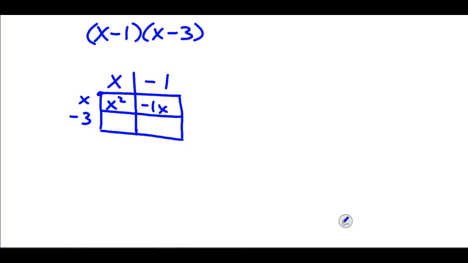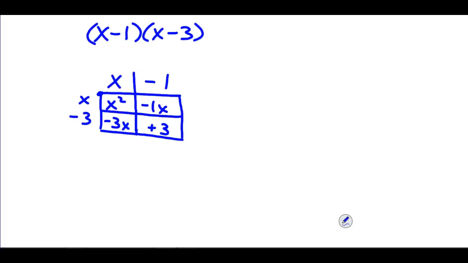For the second row, we have x times negative 3 for negative 3x. And for the last box, we have negative 1 times negative 3, which is positive 3. Now, you may have seen this done without the positives in there, but I think it's important to put that positive 3 there. Then you're certain that you've done exactly what you wanted to do.